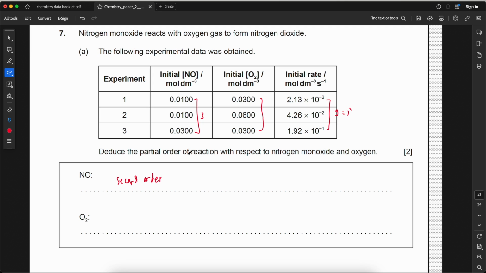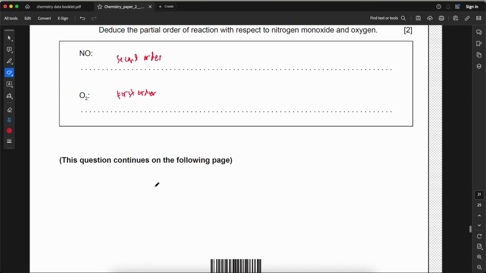And then oxygen, that would be between this, so this is 2, and then this one also 2, so double the concentration would double the initial rate, so that would be first order. Okay, so the rate of reaction would be k[NO]^2[O2].